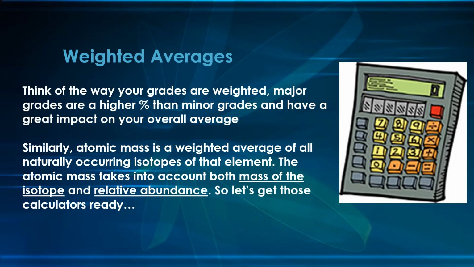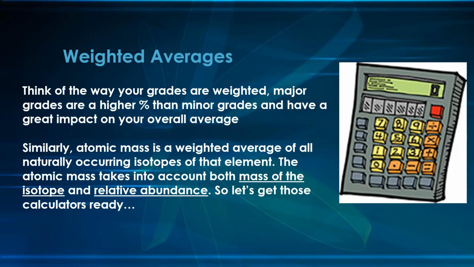Remember, isotopes: same number of protons, but different number of neutrons. And because they have differing numbers of neutrons, they have different masses. The atomic mass takes into account both the mass of the isotope and relative abundance. So let's get your calculators ready.